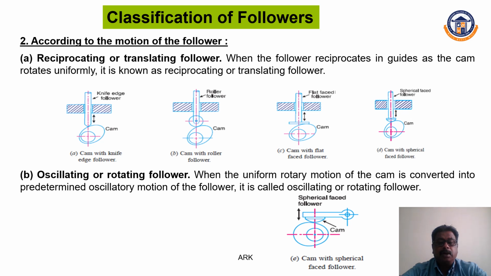Oscillating or rotating follower: when the uniform rotary motion of the cam is converted into predetermined oscillatory motion of the follower, it is called an oscillating or rotating follower. An example for the oscillating or rotating follower is cam with spherical-faced follower.